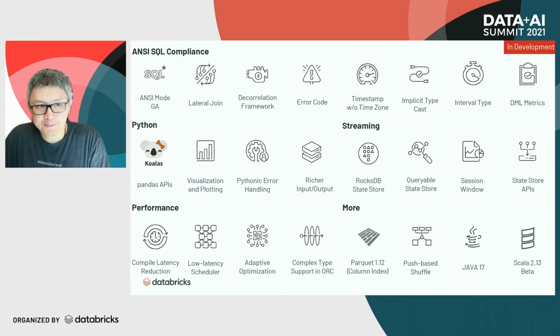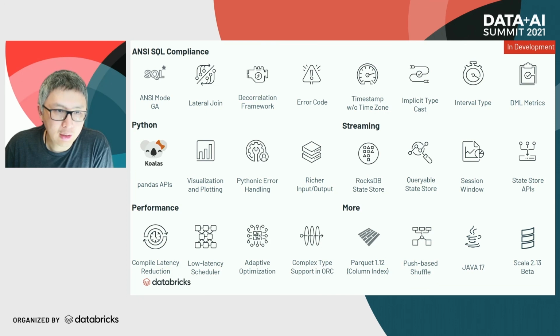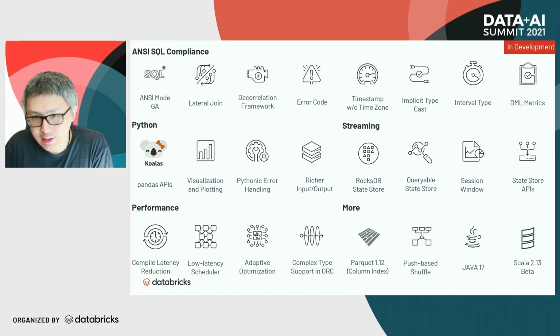Now, the community is working on new features for the next release, like Spark 3.2. There are many exciting features, for example, lateral join support, the new declaration framework, two new data types, timestamp without time zone and interval, and also latency reduction in the query compiler and scheduler. More optimization features are also added to improve performance. And we turn on adaptive query execution by default in the Spark 3.2 release.